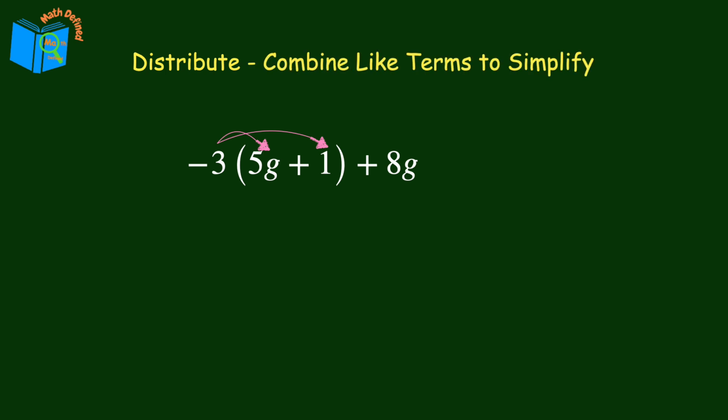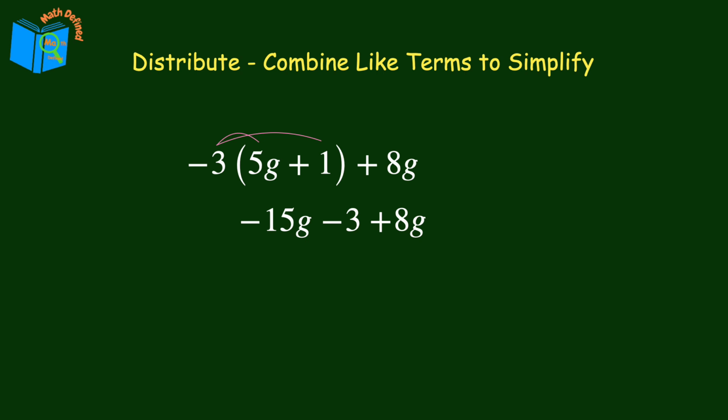terms to simplify. So first, we'll distribute this negative 3 to the first term, positive 5g. And negative 3 times positive 5g is negative 15g. Then we'll distribute the negative 3 to positive 1. And negative 3 times positive 1 is negative 3. And since the plus 8g is not inside the parentheses, we just bring it down.